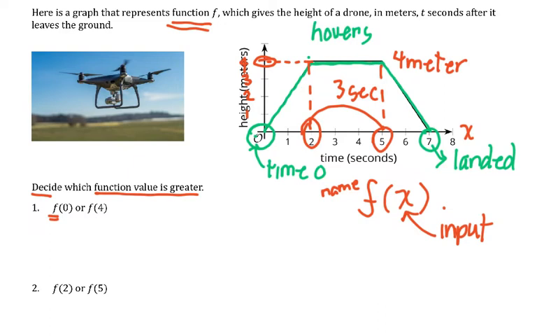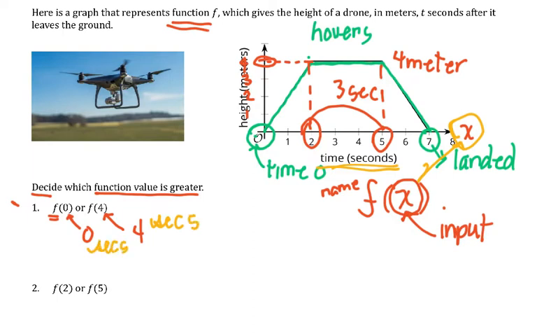So in this case, what is my input? Well, it's 0. And what is my input here? It's 4. All right, so what does that mean? Take a look at X, right there. What is the X measuring in my graph? Right here, it's measuring time in seconds. So this is time. This is 4 seconds. This is 0 seconds.